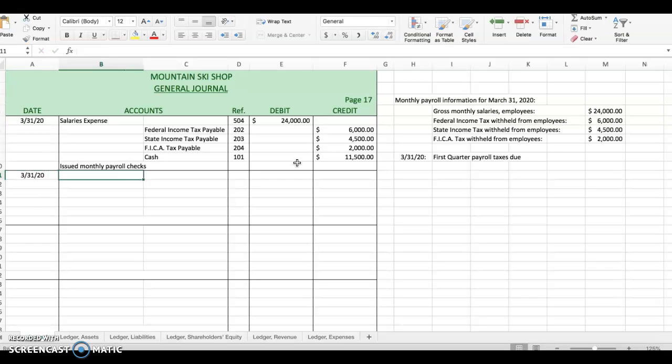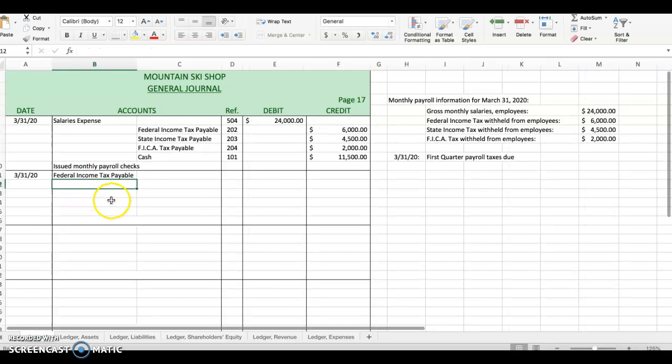This is at the end of March, and we'll take these in order. We're going to pay the payroll taxes, first starting with the federal income tax. But we don't use that amount. We have to find out how much we owe. We're going to pay the federal income tax payable account.